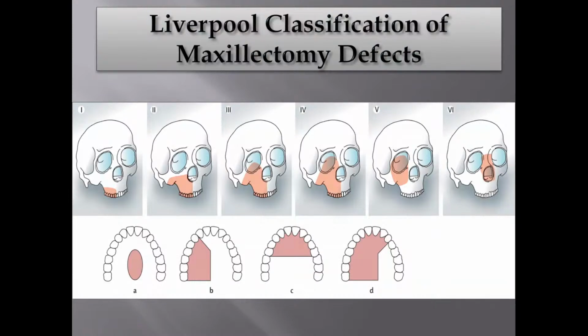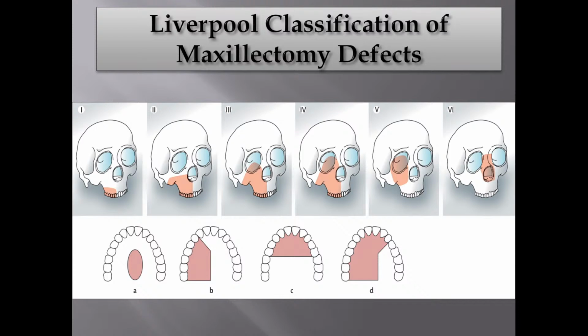The next classification is the Liverpool classification of maxillectomy defects, and it was described in the 2000s. It classifies surgical defects separately according to the vertical and horizontal components of the defect. On this slide you can see the vertical component on the upper side and the horizontal on the lower side. There are 6 classes for vertical and 4 classes for horizontal, and they differ by their numeration.